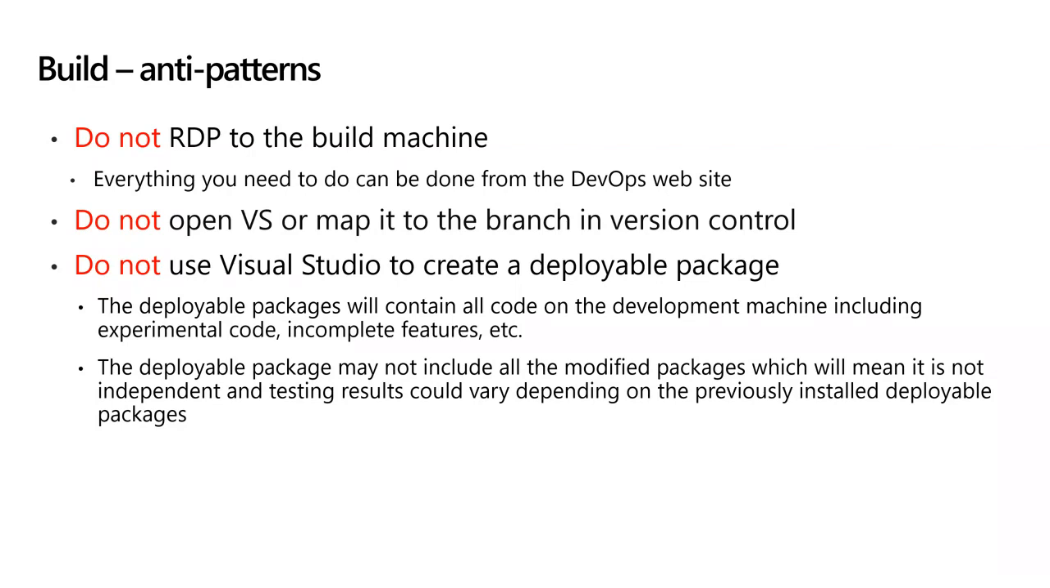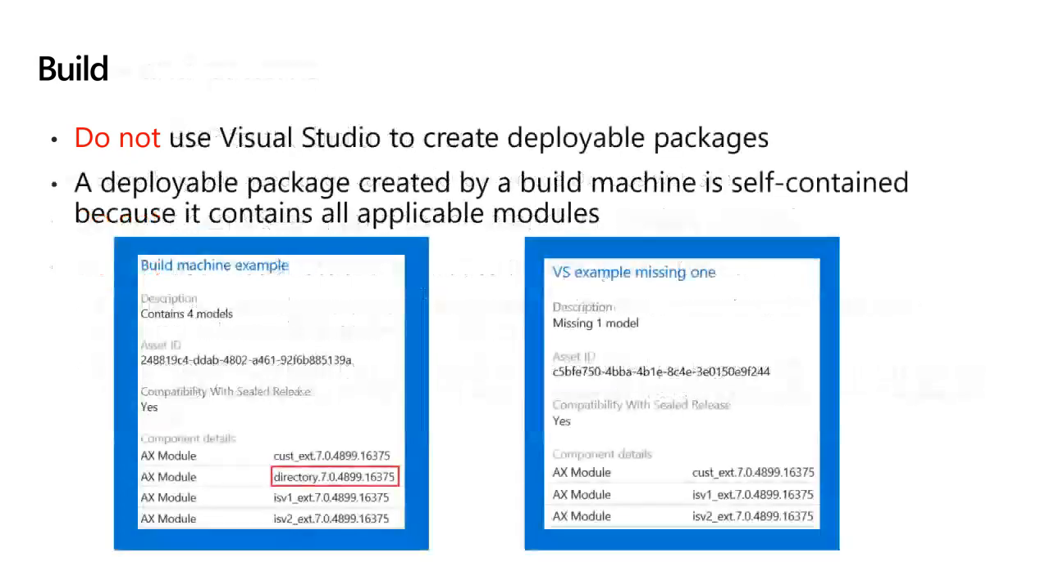You should never open Visual Studio or map it to the branch in version control. That's all handled automatically by the builds, and you never use Visual Studio to create a deployable package instead of a build machine. As I mentioned before, the deployable package will contain all the code on that development machine, whether it was checked in or not, and that is not good for consistency either.